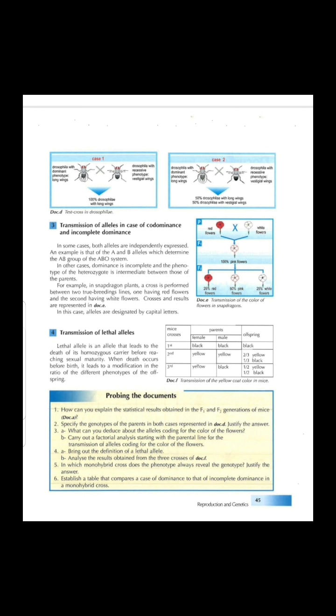So I have three cases: dominance, incomplete dominance, and codominance. In incomplete dominance, we obtain an intermediate phenotype, a phenotype that is a mixing between both phenotypes. For example, in the Snapdragon plant, a cross is performed between two breeding lines. Surely they are pure, meaning red RR crossed with white WW, because both are codominant.